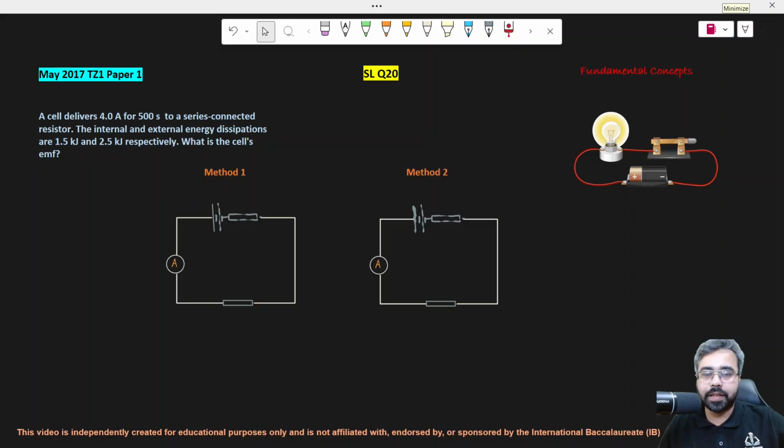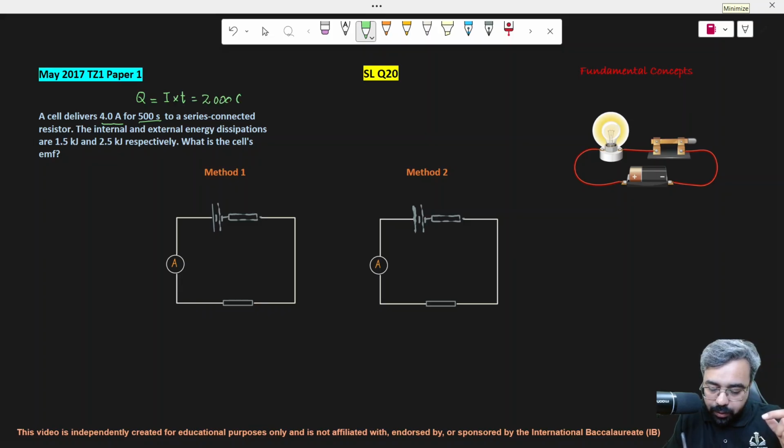Hi, this IB Physics past paper MCQ is about a real cell, which is delivering energy to the external resistor as well as to its own internal resistance. What we see here is that this cell delivers 4 ampere current for 500 seconds. So you can automatically find out the total amount of charge that it has delivered, and that must be equal to 2000 coulomb in that time span.